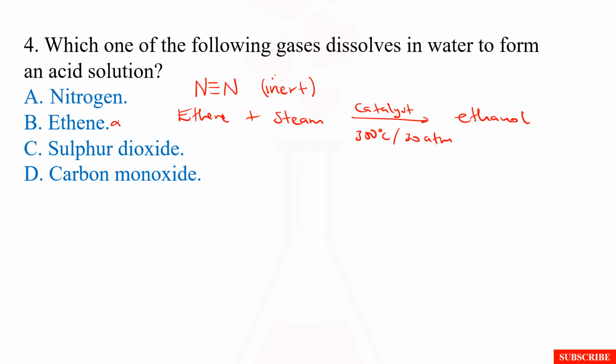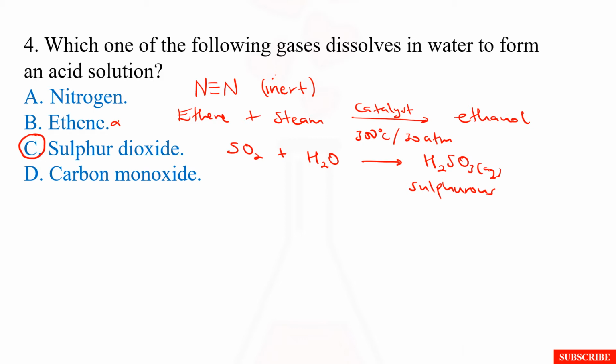Then sulfur dioxide can easily dissolve in water to form sulfurous acid. This is the main cause of our acid rain, sulfurous acid. So our best answer becomes C, because this can easily take place.